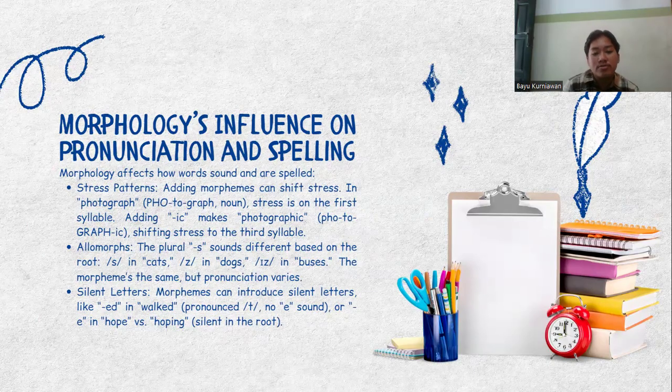Allomorphs. The plural sound differs based on the root: s in cats, z in dogs, iz in buses. The morpheme is the same, but the pronunciation varies. Silent letters: morphemes can introduce silent letters, like ed in walked, pronounced t, with no e sound, or the e in hope versus hoping, silent in the root.